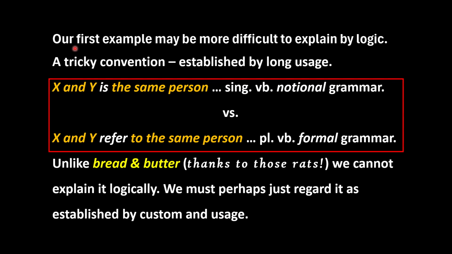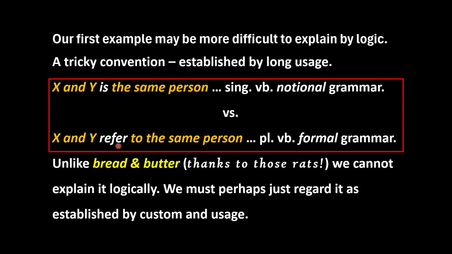Now we come back to our first example, which perhaps is a bit more difficult to explain by logic. Bread and butter was easy. Bat and ball, that was easy, but this may be a bit more difficult. A tricky convention established by long usage. X and Y is the same person. We are looking at a single person, so we are using the notional grammar and singular verb.